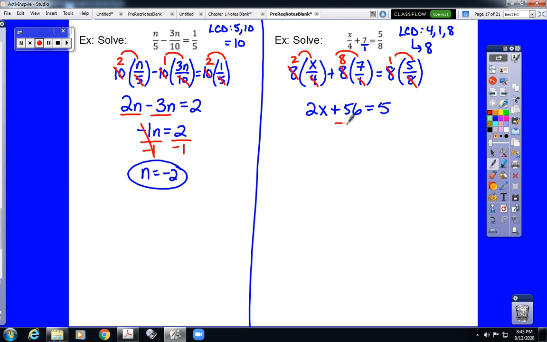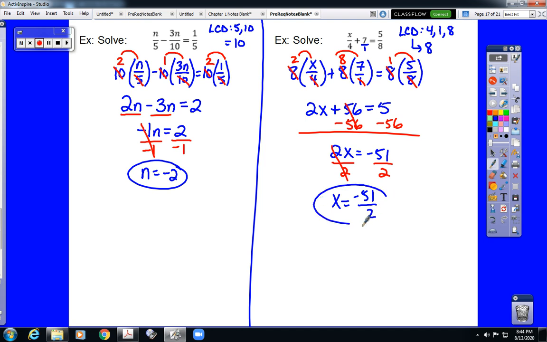We would then solve this two-step equation by subtracting 56 from each side, which gives us 2x equals negative 51. And then we would divide by 2, which gives us x is negative 51 over 2. We do not want to give a decimal here. We want to give a fraction, and we have to check to make sure that fraction doesn't reduce. 51 is odd, so it is not divisible by 2, meaning that does not reduce.